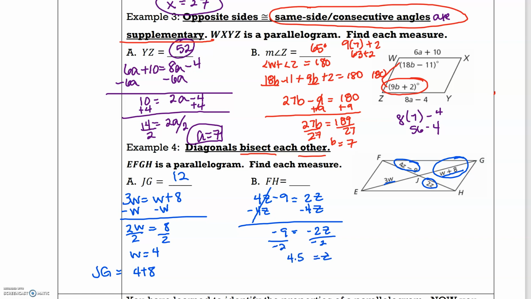And I'm going to plug my 4.5 back in. I'm looking for the entire length of FH. Well, FH we know is 4z minus 9 plus 2z, which is 6z minus 9. So I'm going to plug in 4.5 for z. And I could just plug it into this one and then double it, if you can see that. And I'm going to get 18.